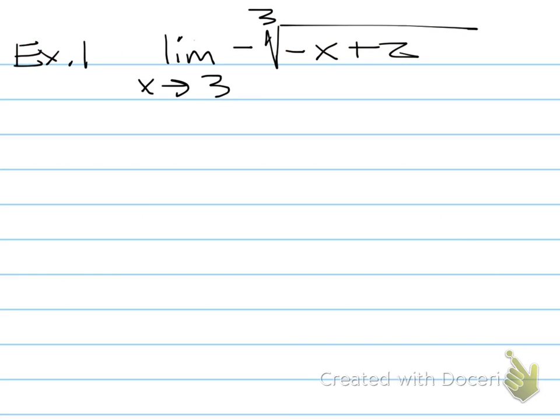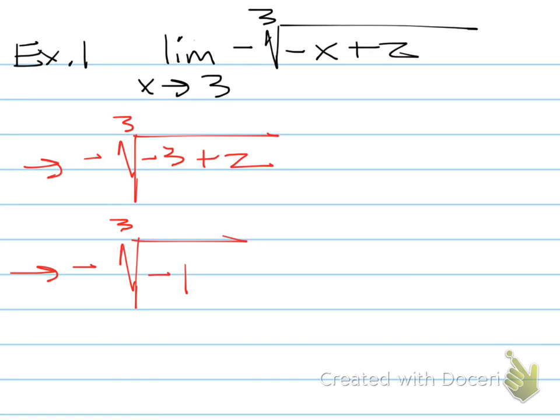All right, in this example, we can just use direct substitution to evaluate this limit as x approaches 3. If I replace the x with 3, negative 3 plus 2 is negative 1. And then the cube root of negative 1 is just negative 1. And then negative of negative 1 is positive 1.